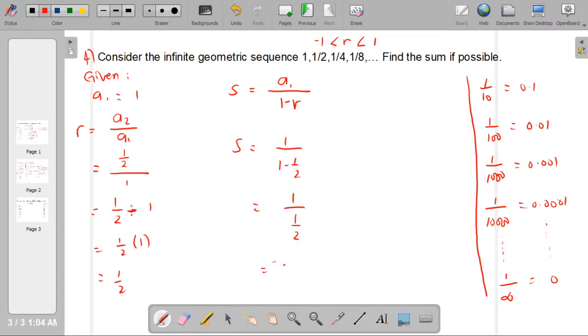Ato raning usbon og suwat ha. Basta maglibog mo ba? Now, this becomes 1 divided by 1/2. Diba? Kining vinculum lang diri, akong gihimo og divide kay division man na. That is equal to 1 divided by 1/2.